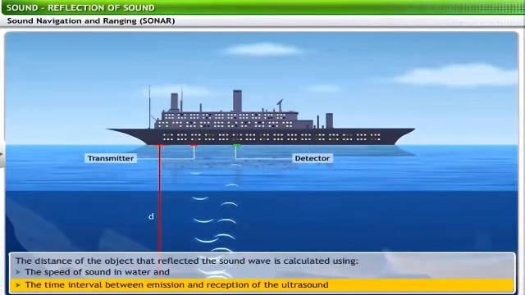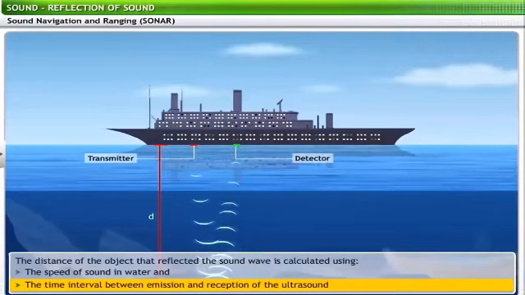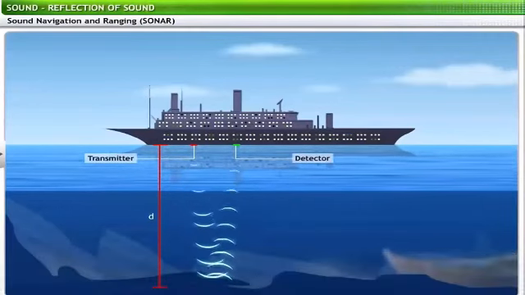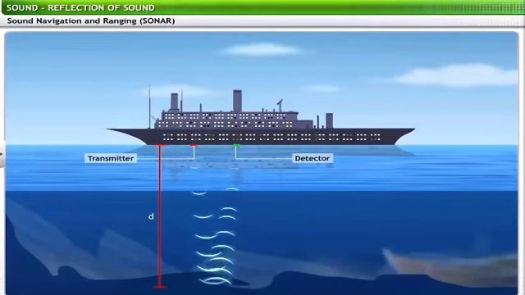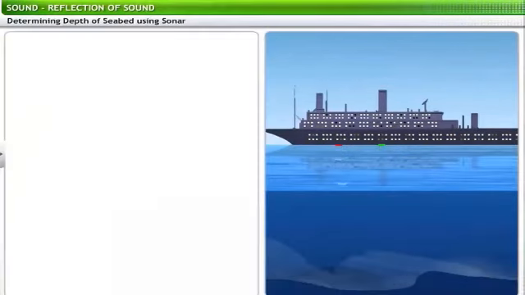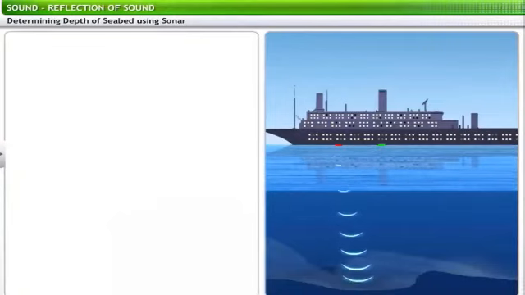This technique is useful in determining the depth of the sea and to locate underwater hills, valleys, submarines, icebergs and sunken ships. Let's consider an example where we use this technique to determine the depth of the sea.